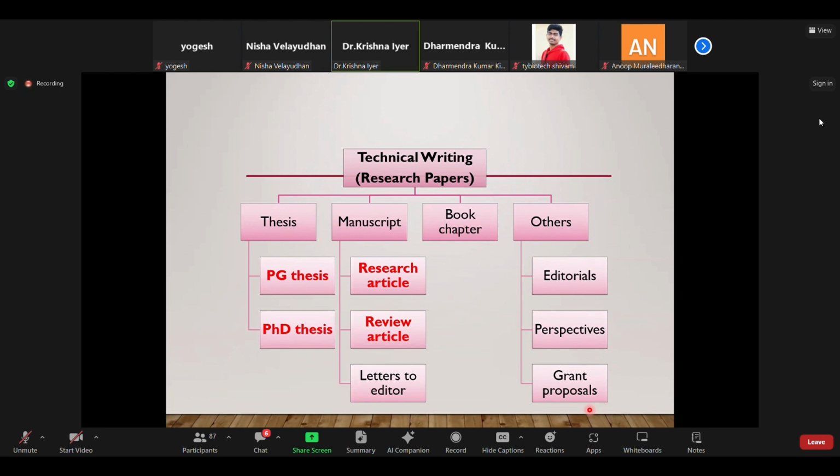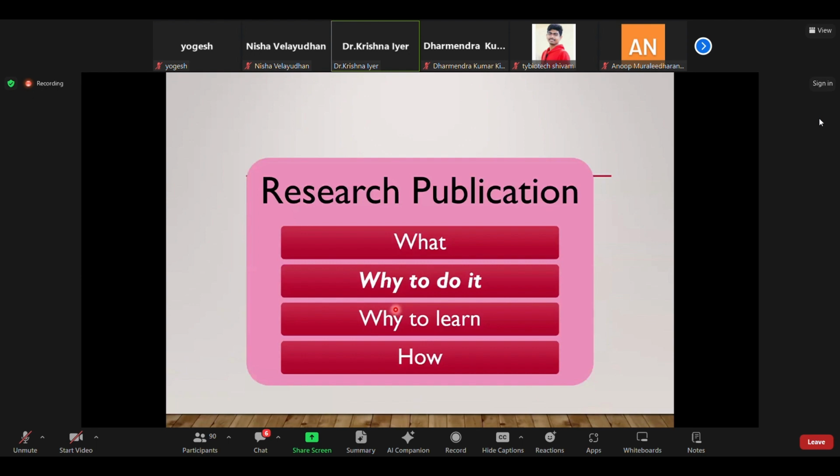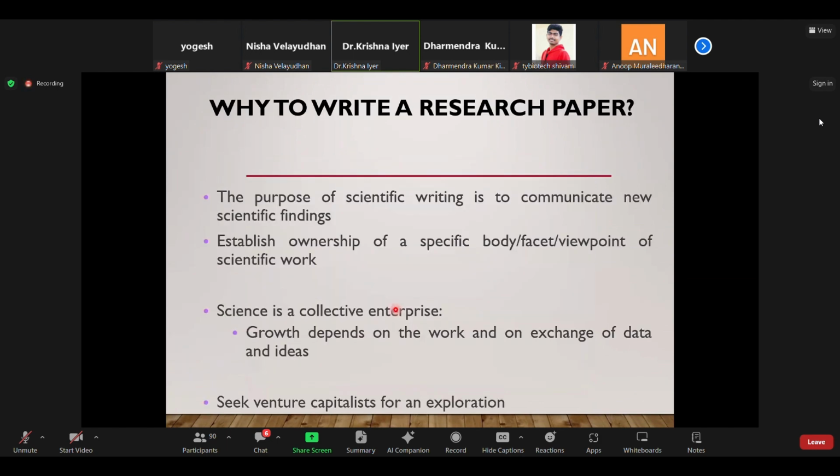Okay, so there is a whole gamut of what you can do in terms of technical writing. And this afternoon, we are going to concentrate on how to write a research article, and maybe I'll spend a minute or two on what a review is and how theses differ from all of these types of articles. Okay. The second question is why do we need to do all of this? Why do we need to publish at all? To answer that question, the main purpose of scientific writing or technical writing is to communicate whatever new findings that you or your group have come across.